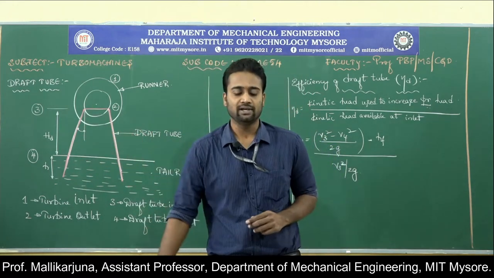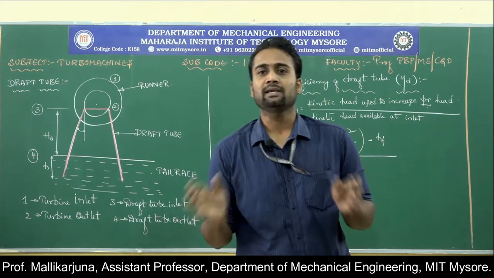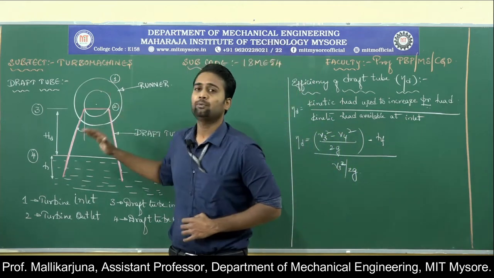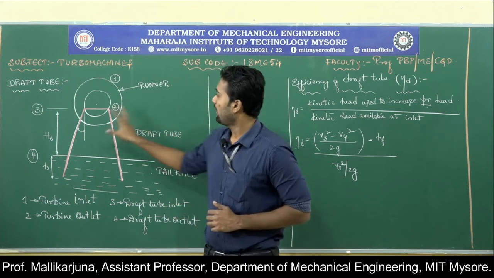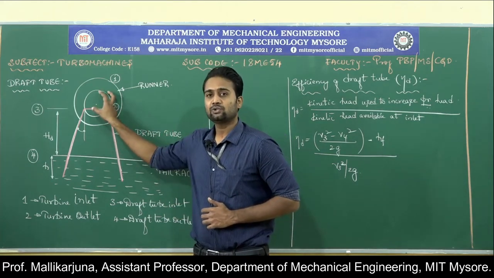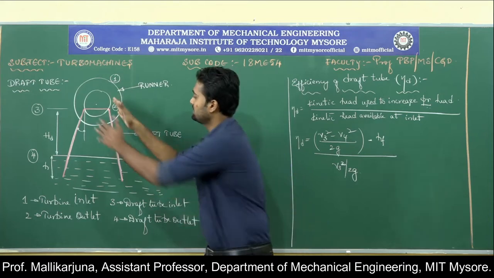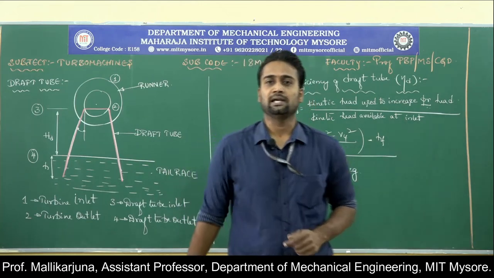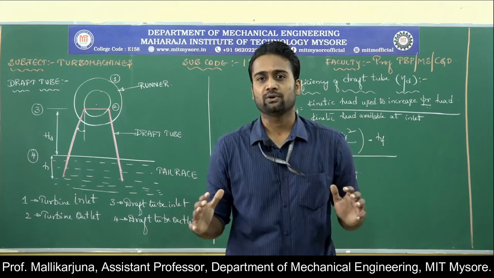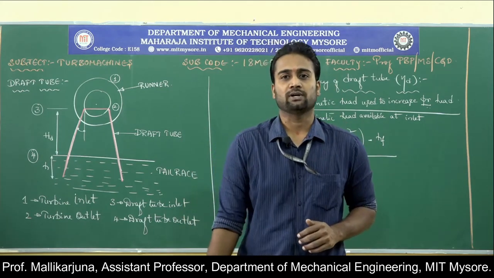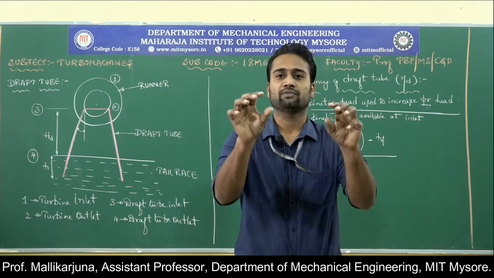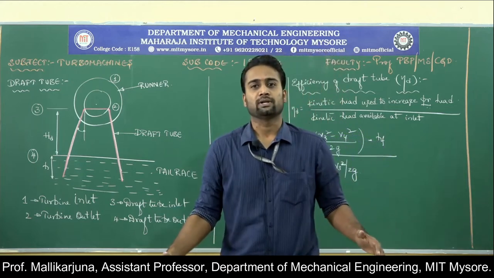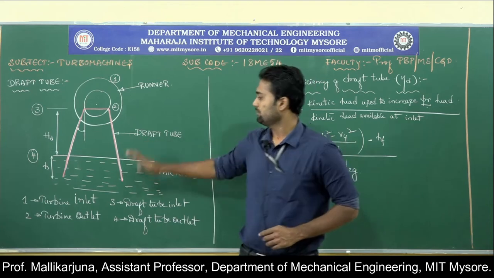Now if I have to define the draft tube, this draft tube is nothing but a simple divergent section which is provided at the exit portion of the runner in such a way that the smaller portion of the draft tube is attached to the exit of the runner and the larger portion of the draft tube is immersed inside the tail race. So that is the draft tube definition: a simple divergent cone which is attached to the exit portion of the runner. You need to make sure that the smaller portion of the draft tube is attached to the exit portion of the runner, and the outlet part, I mean the larger, diverged portion of the draft tube, should be immersed inside the tail race.